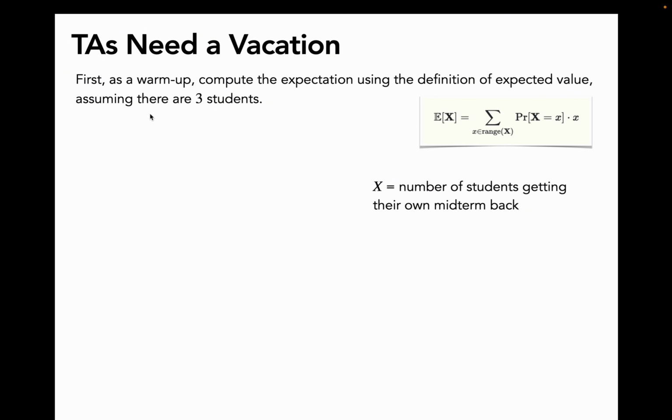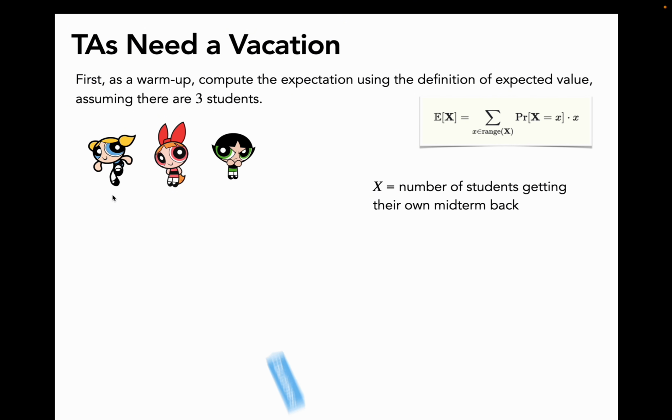So for this warm-up, we're only assuming there are just 3 students. So let's go ahead, pick our 3 students. Let's say we've got Bubbles, Blossom, and Buttercup. What are all the possible ways we could hand their midterms back? If we get lucky, maybe we get it right and we hand Bubbles her paper, Blossom her paper, Buttercup her paper. But of course, there are a bunch of other options.